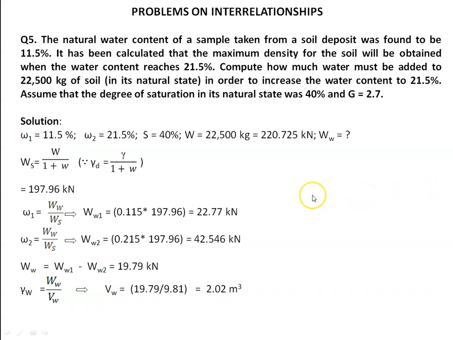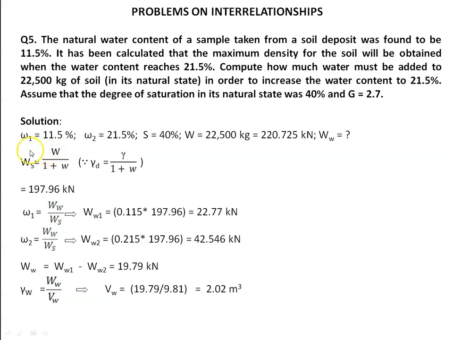Then the fifth problem is, the natural water content of a sample taken from a soil deposit was found to be 11.5%. It has been calculated that the maximum density for the soil will be obtained when the water content reaches 21.5%. Compute how much water must be added to 22,500 kg of soil in order to increase the water content to 21.5%. Assume that the degree of saturation in its natural state was 40% and specific gravity equal to 2.7.